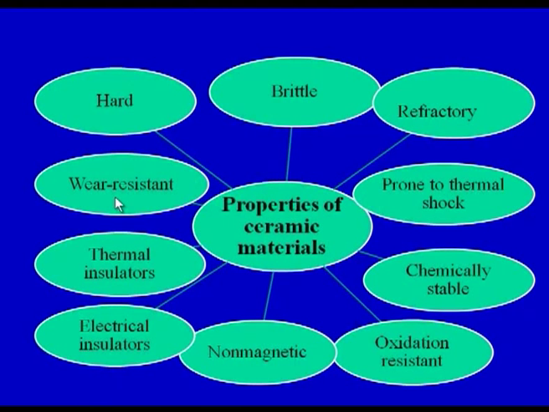So, just to have a revision of the properties that the ceramics possess, let us just revise that they are hard, brittle, wear resistant, thermally they are insulators, electrically they are insulators, non-magnetic, chemically stable, refractory properties are there, oxidation resistant, thermal shock. So basically a wide variety of properties are there for the ceramic materials, and out of these, let us choose 4 important properties and try to find out the applications based on those 4 properties. Let us take the example of hardness.